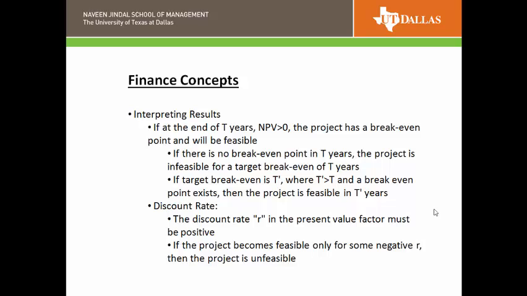Discount rate. The discount rate R in the present value factor must be positive. If the project becomes feasible only for some negative value of R, then we can say that the project is not feasible.